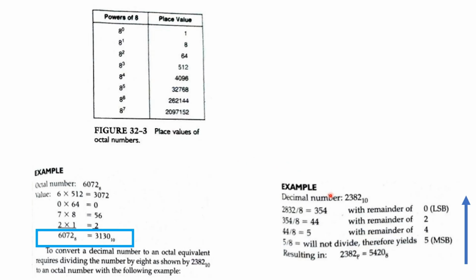So here, if the decimal number is 2382, it's the same as how we did it in binary, decimal to binary. So same here, decimal to octal. Instead of dividing by 2, we divide by 8. Okay. Then how are we going to record? Start from below to top.